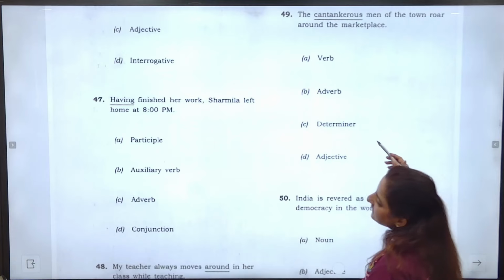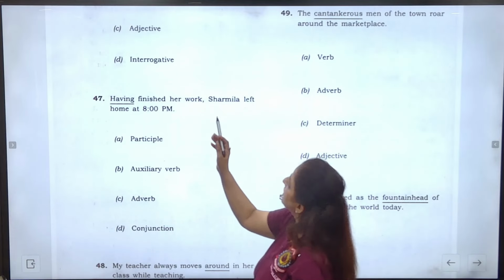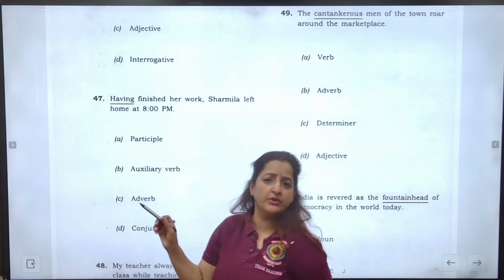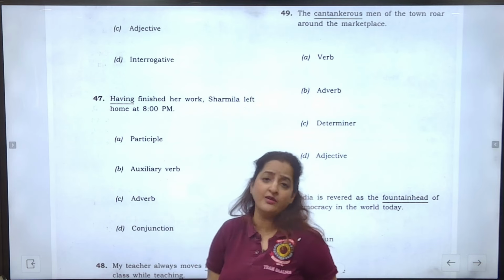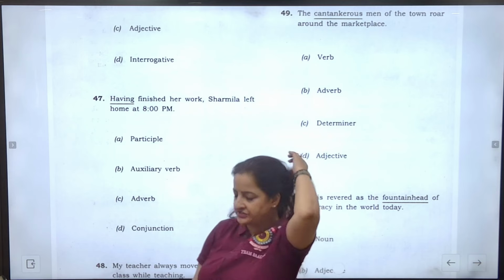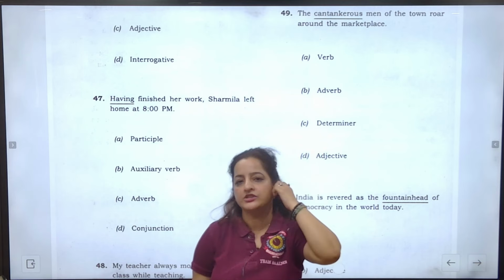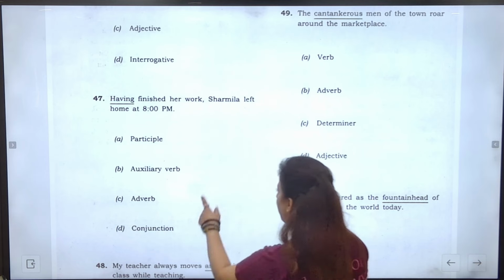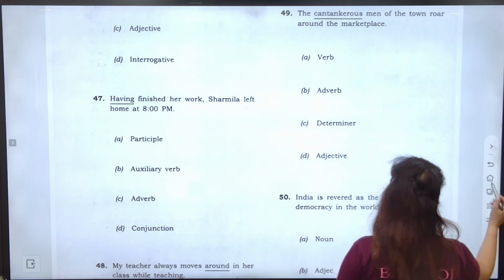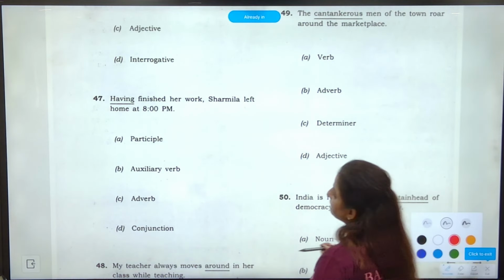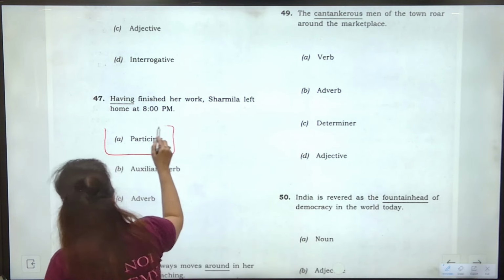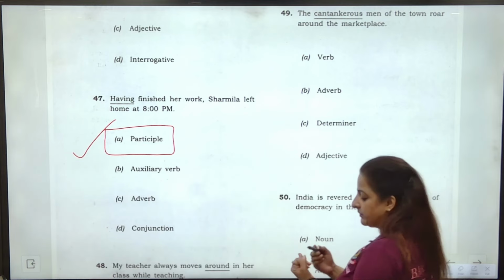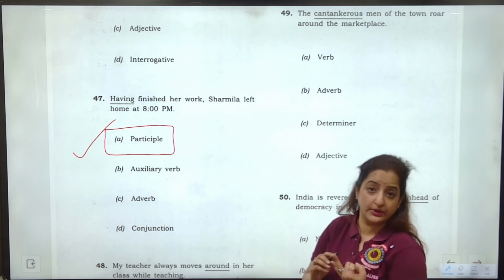All right, question 47. Having finished her work, Sharmila left. Having is underlined. Now, you may think it's an auxiliary verb, but it's not. Auxiliary verbs are helping verbs. So, helping verbs are only is, am, are, was, were, has, have. Only have. Having is not a helping verb over there. It's a participle. V1 ing, also known as participle. So, V1 ing and V3, both are called participles, no?